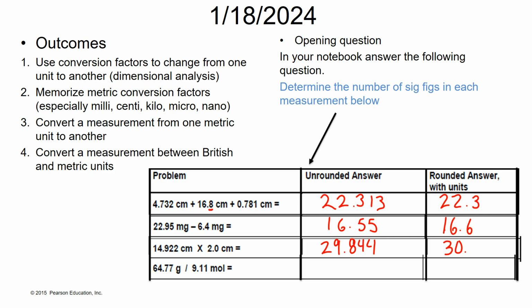All right, and the last one, 64.77 divided by 9.11. You get 7.109769, and I need to round that to 3 sig figs. So what will that be? 7.11. All right, any questions on those?